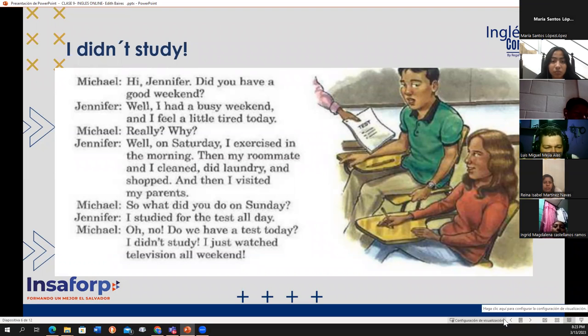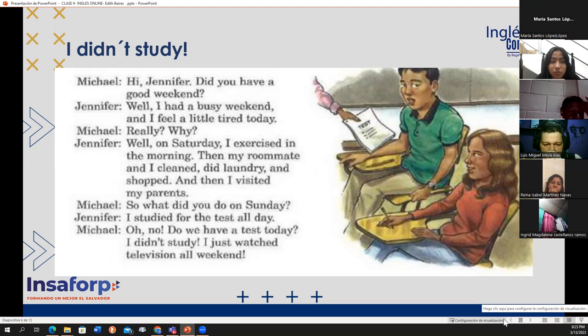Well, I had a busy weekend. I had, okay, en pasado, tuve. Okay, I feel a little tired today. Really? Why? Well, on Saturday, I exercised in the morning. Okay. Hice ejercicio en la mañana. I cleaned. Hice limpieza. Did laundry.